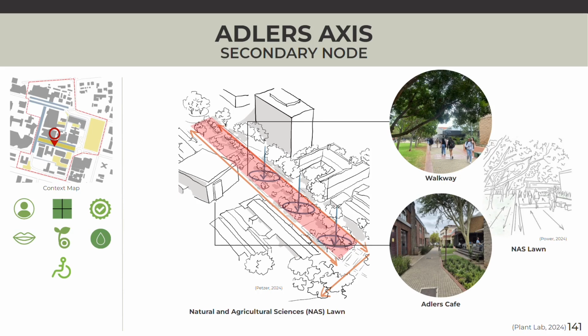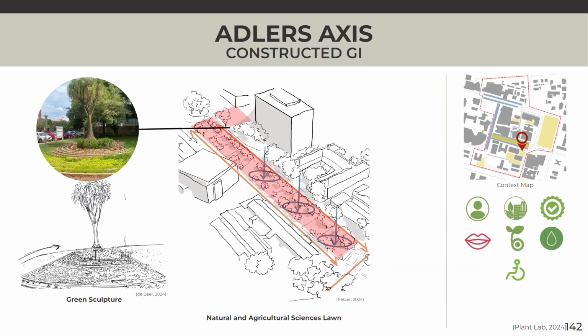The first constructed green infrastructure we looked at was a green sculpture located near the Ludden Gate. This would be defined as a successful intervention as the vegetation is healthy and in good condition. It is a type of succulent garden, so no edible green infrastructure is present.